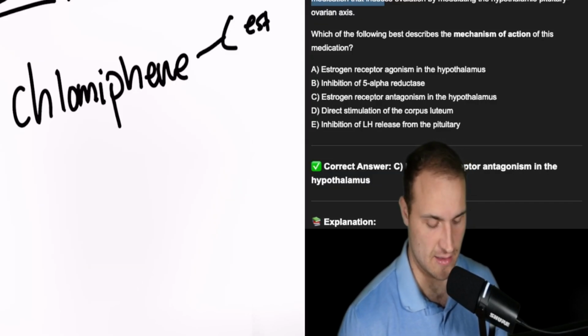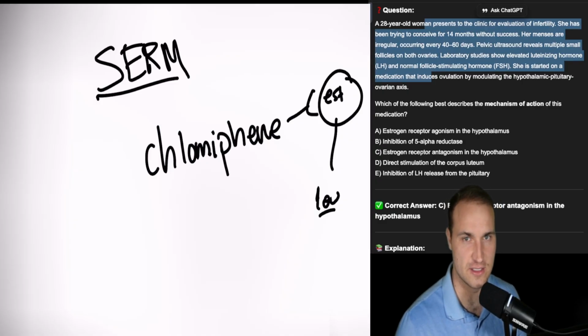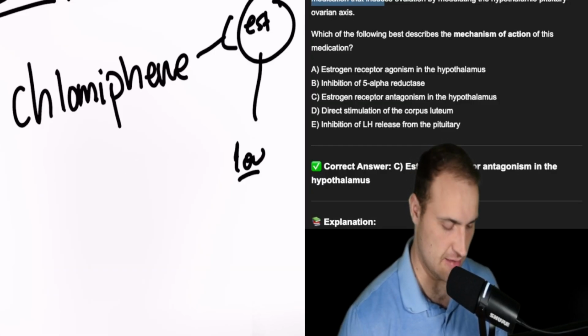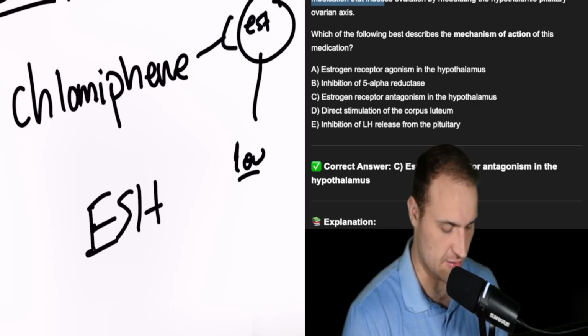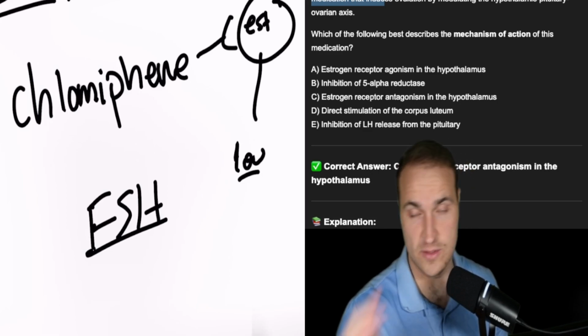And so then the body's like, oh my gosh, estrogen's low. And what do you think the body's going to do if it thinks that estrogen is low? Well, it's going to boost its production of the follicle stimulating hormone. That's the clever trick here. That will stimulate the follicular growth in the ovary and also the luteinizing hormone, which triggers the ovulation.